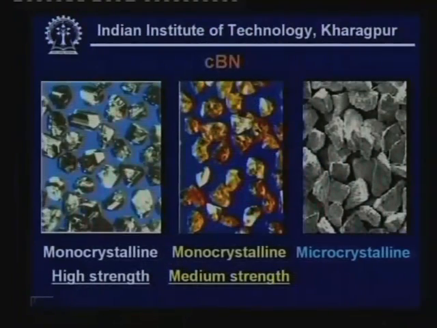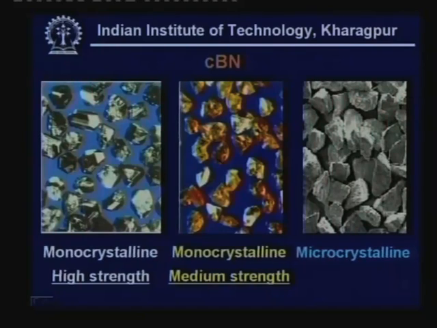Now, in this CBN family, we can immediately recognize three types of grits. These are man-made material, artificially produced. This is a grit having the black appearance. These are monocrystalline high strength grit. This one has amber color. This is also monocrystalline, but having medium strength. That means some friability, of course in a very controlled way, has been introduced by controlling the process parameters, namely pressure and temperature.